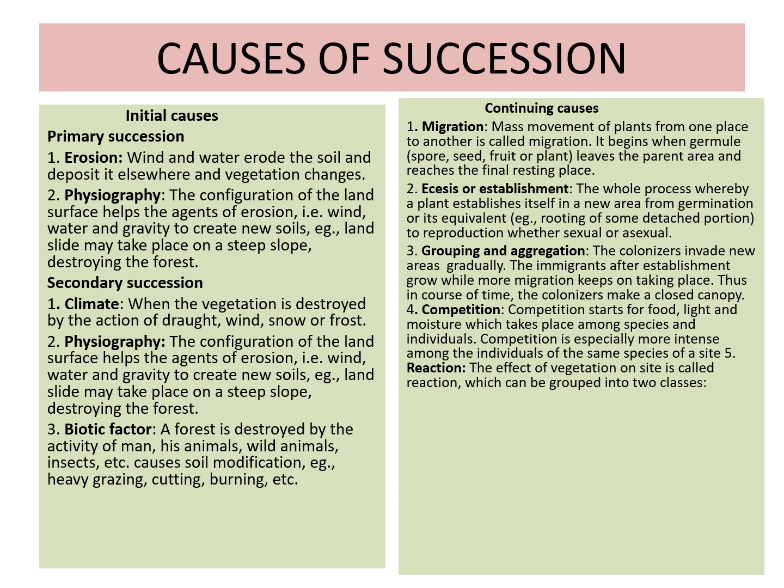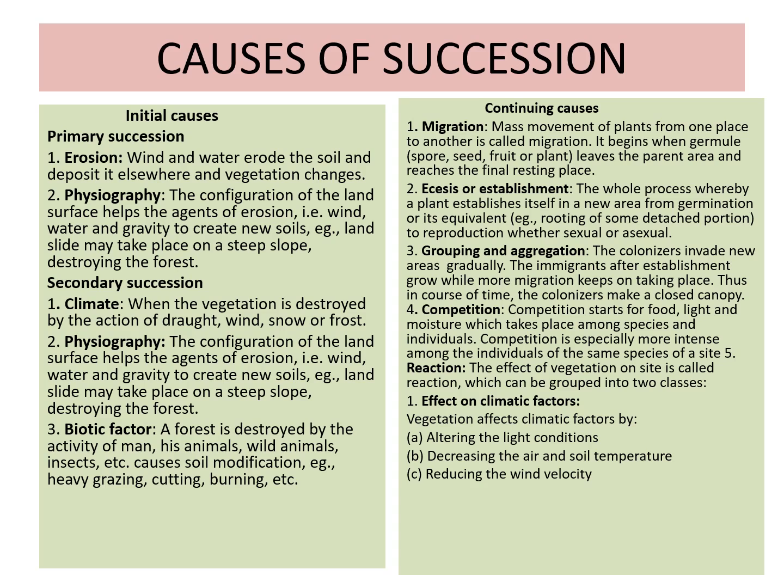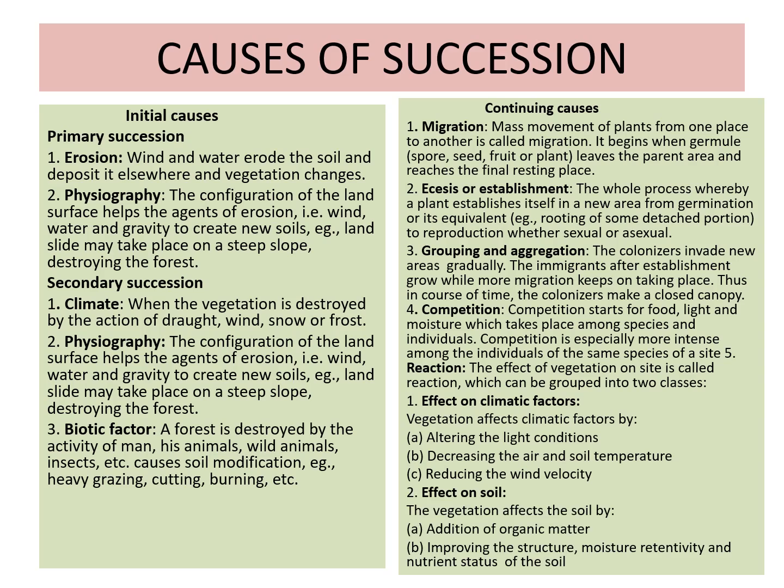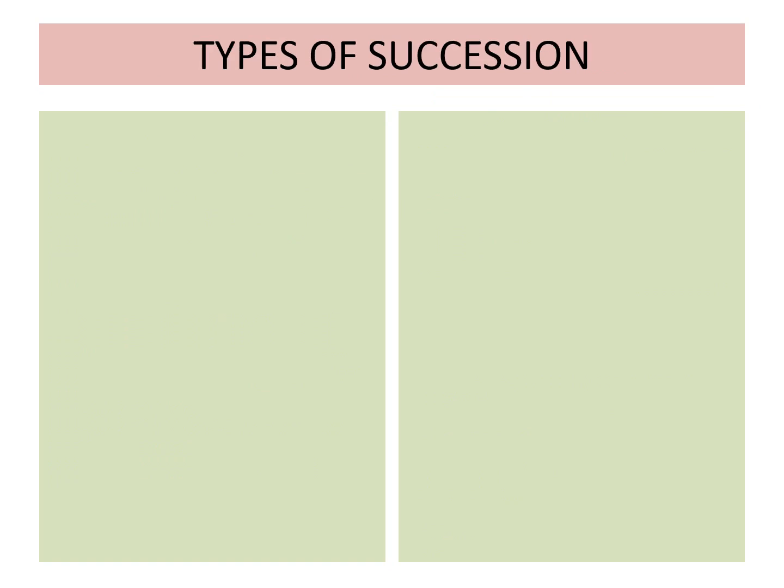Reaction. The effect of vegetation on the site is known as reaction, which is grouped in two classes. Number one, effect on climatic factors. Vegetation affects climatic factors by altering the light condition, decreasing the air and soil temperature, reducing the wind velocity. Second is effect on soil. The vegetation affects the soil by addition of organic matter, improving the structure, moisture retention, and nutrient status of the soil.